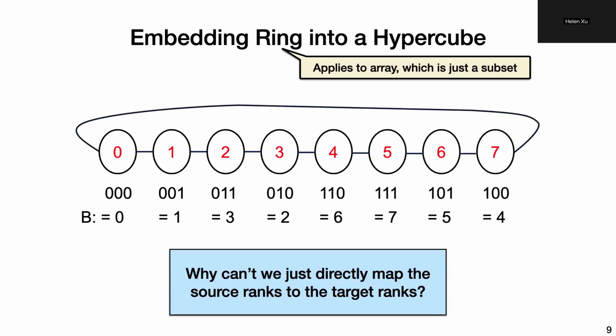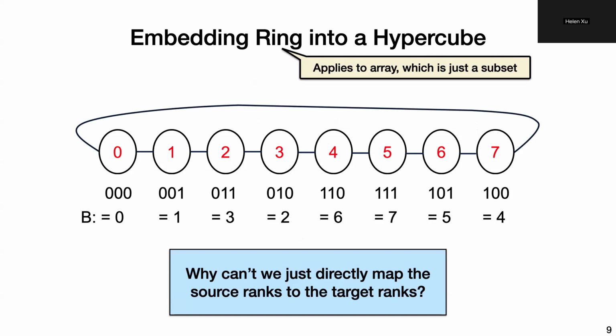And we're trying to embed this ring into the hypercube. If we have an embedding for the ring into the hypercube, an array is just a subset of that. So we're just going to focus on the case of the ring. Suppose we have these nodes in the ring labeled 0, 1, 2, 3, 4, 5, 6, 7.